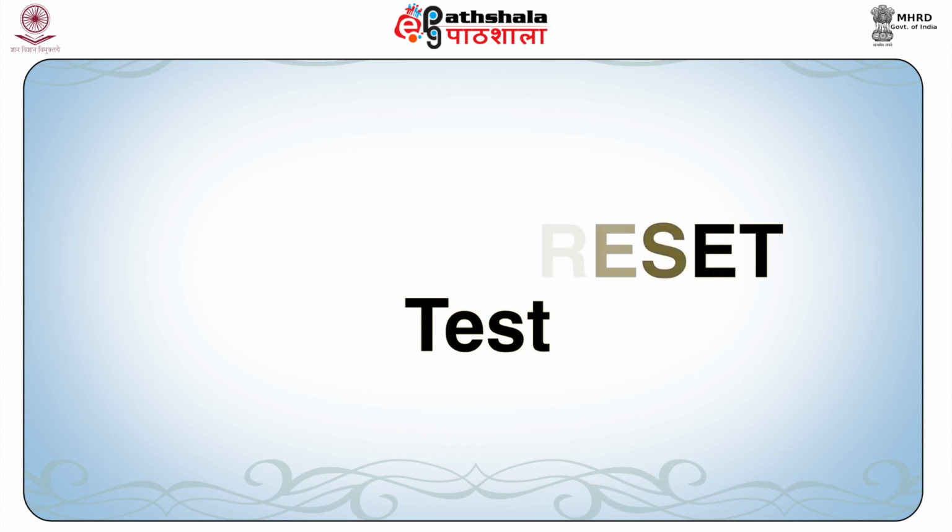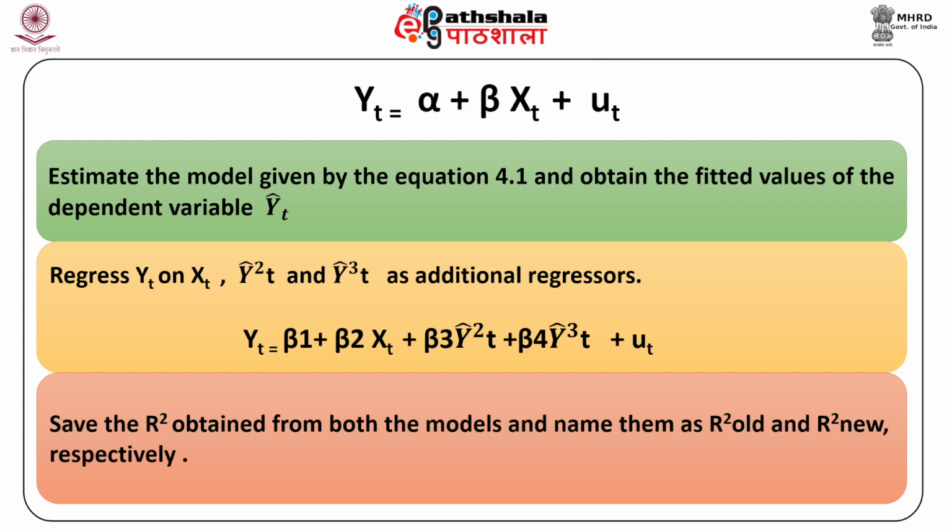Ramsey's RESET test. Ramsey has proposed a general test of specification error called RESET, which is the regression specification error test. The intuition behind formulating the test is finding the omitted variable in the fitted values of the dependent variable. If the fitted values of the dependent variable are found to be related with the residuals obtained from the model and increase the R square of the model, it is logical to include the fitted values of the dependent variable in the model in some form.